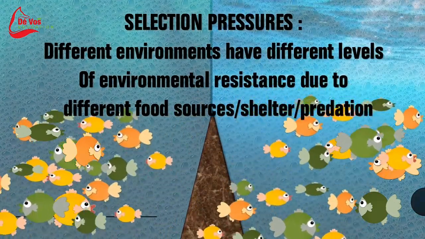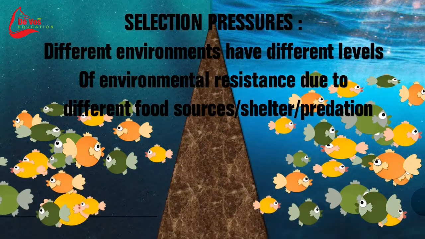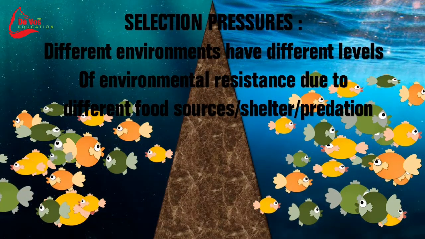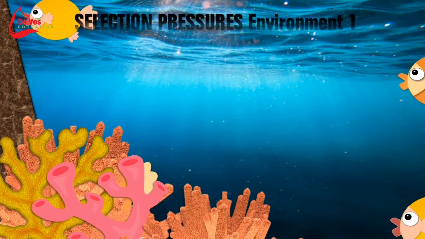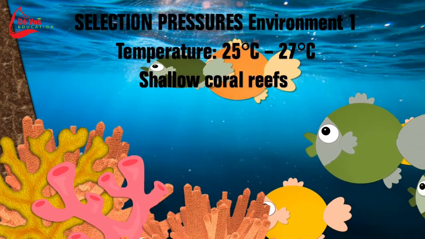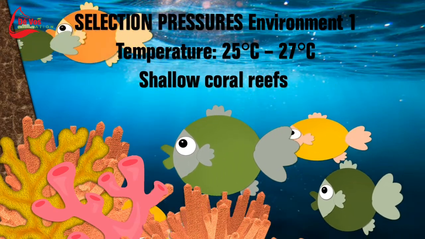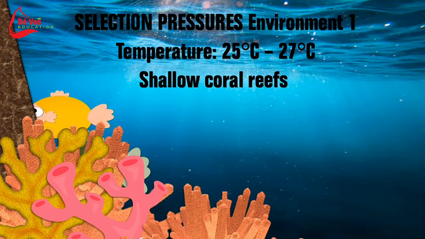Different environments have different levels of selection pressures or resistance due to the food sources, the shelter, or the types of predation found in these environments. For example, in this environment, the selection pressures could be the temperature between 25 and 27 degrees Celsius on a shallow coral reef.